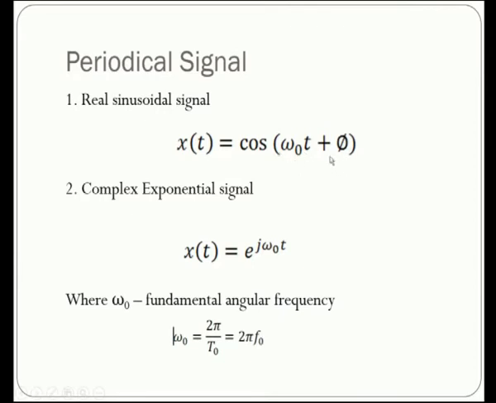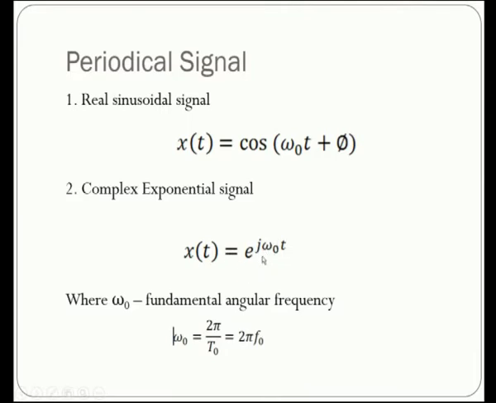This is a periodic signal with respect to time. The phi represents the phase shift. Either you can use a cosine signal or a sine signal. The other one is the complex exponential signal, which is represented as x of t equal to e power j omega naught t. The e is the exponential form with respect to the frequency we are writing.